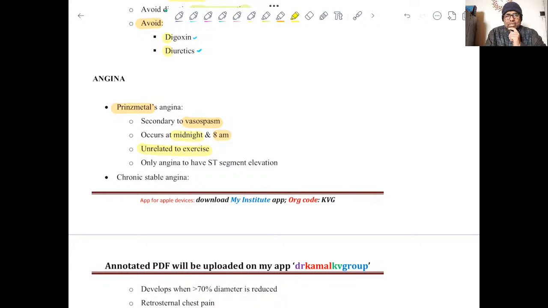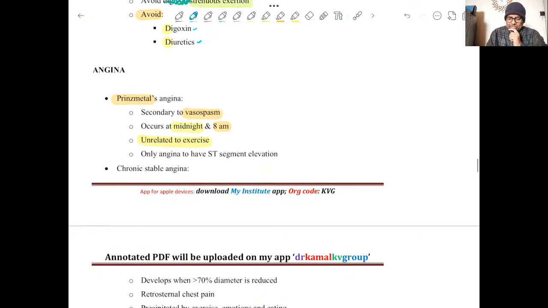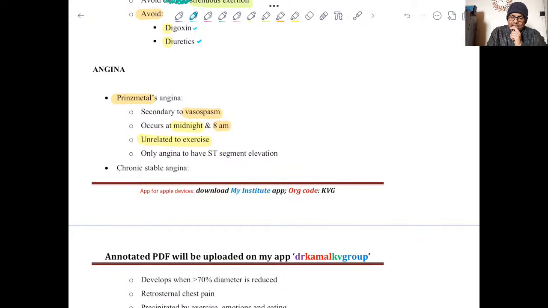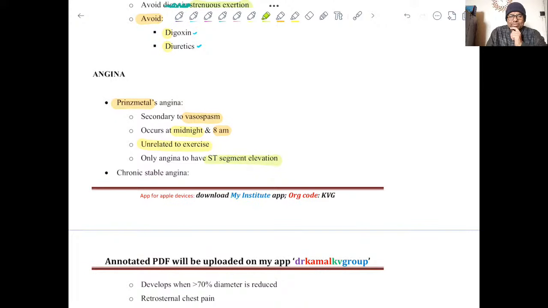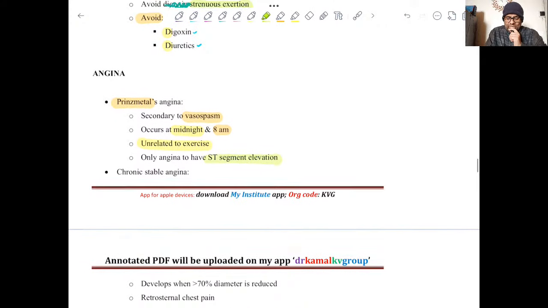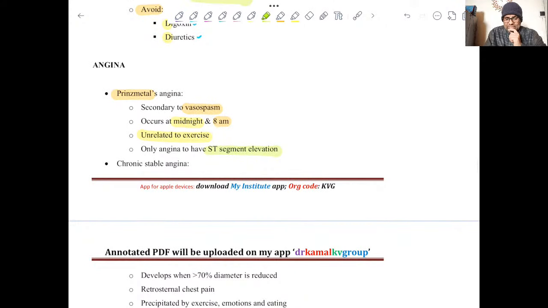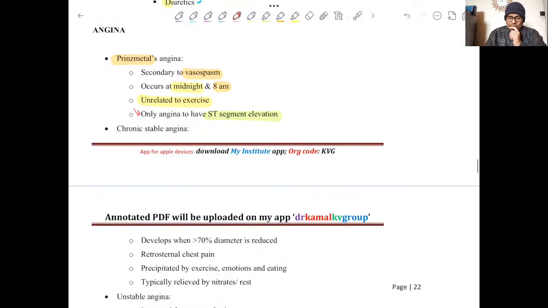Usually the angina of the atherosclerotic type comes with exercise, emotions, or eating, but here it is unrelated. And on ECG we will see ST segment elevation, because usually we say that angina doesn't have ST segment elevation. ST segment elevation is a feature of myocardial infarction, but this variant is very unique in this part.